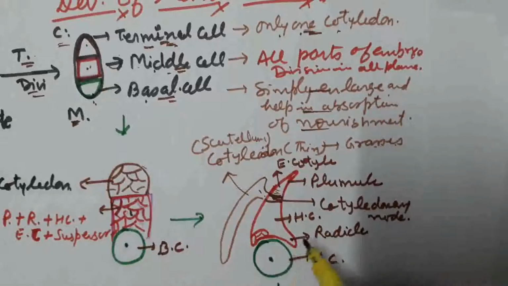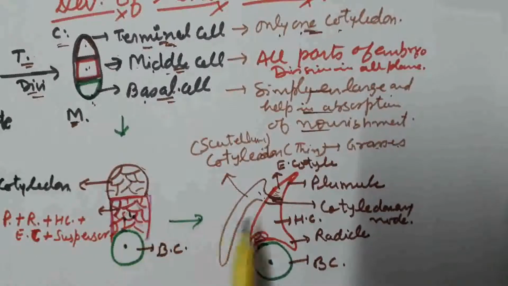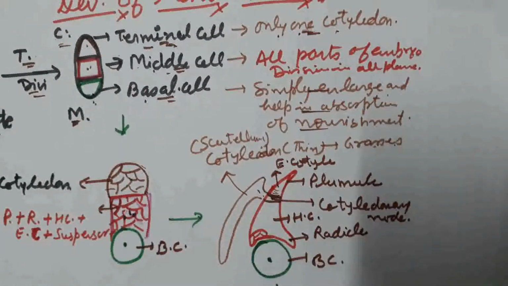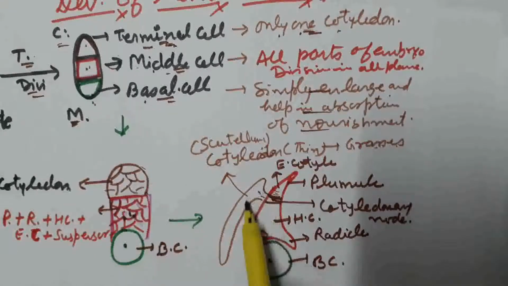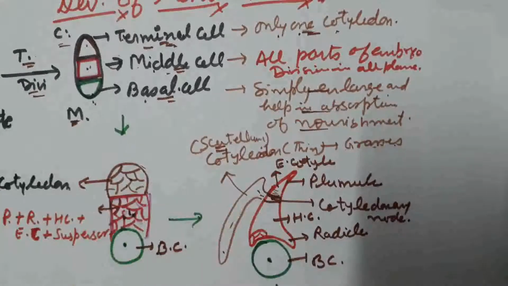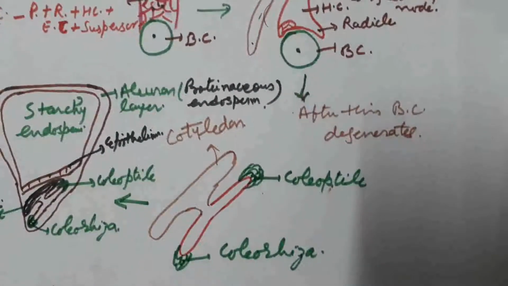So this is how the group of cells produced from the middle cell differentiate to give rise to the different parts of the embryonal axis. With the help of the terminal cell, a single cotyledon is produced, which we call the scutellum in the case of monocot. Now there is a modification in this structure. The structure like this is developed.